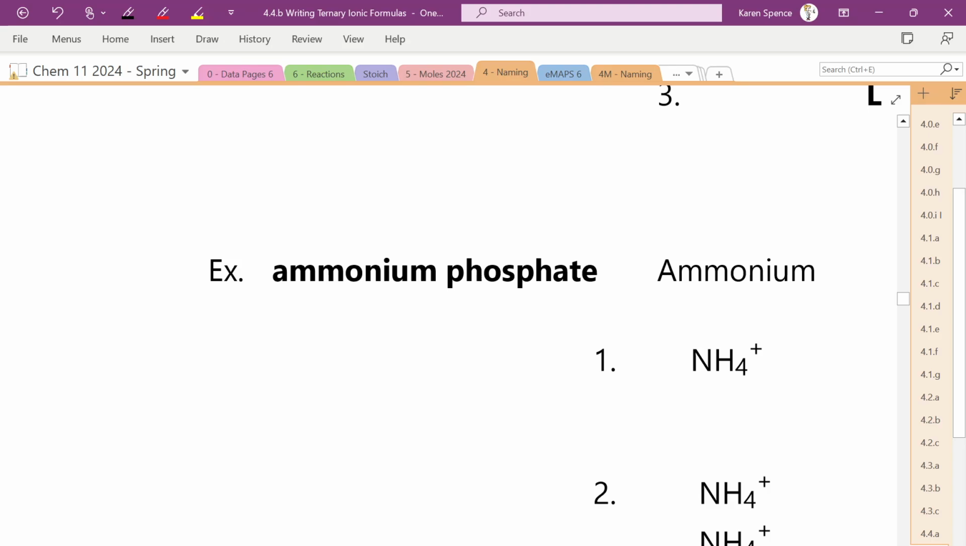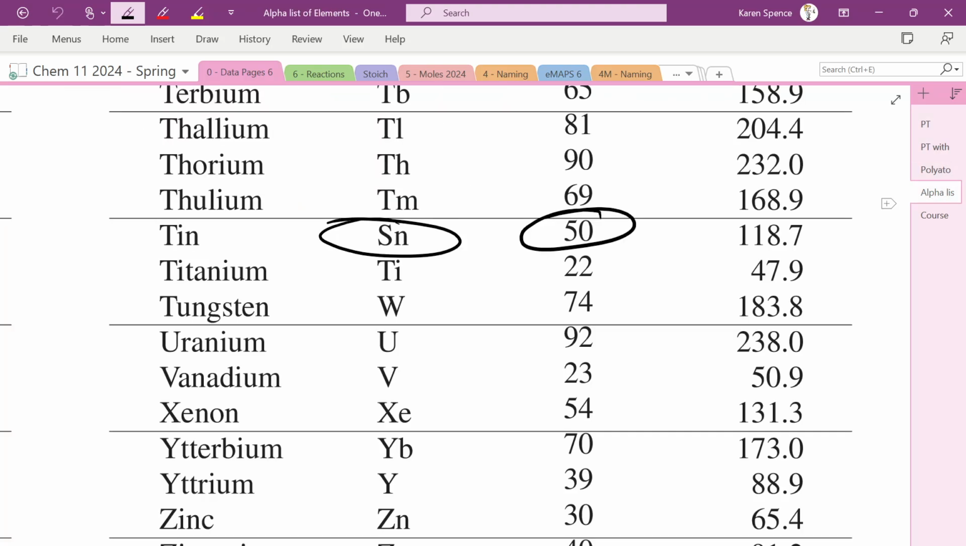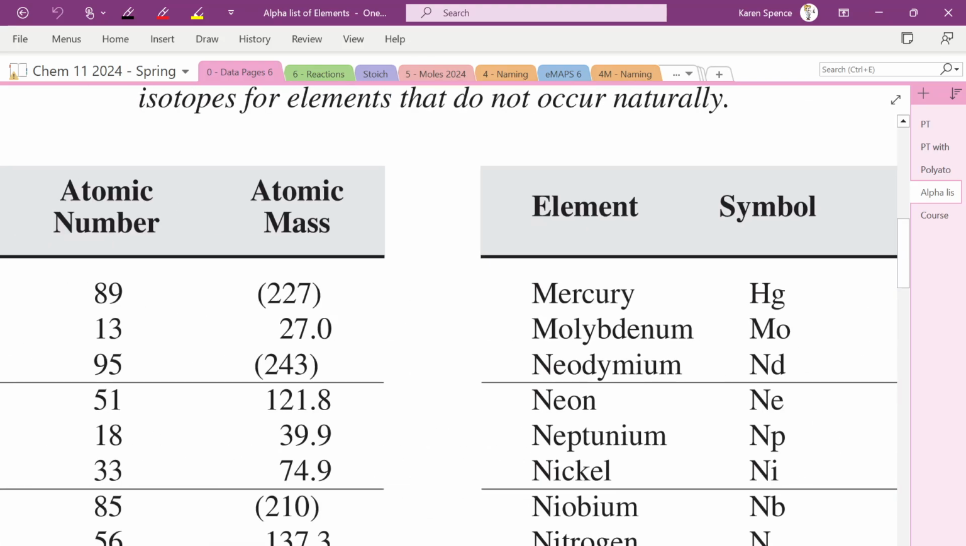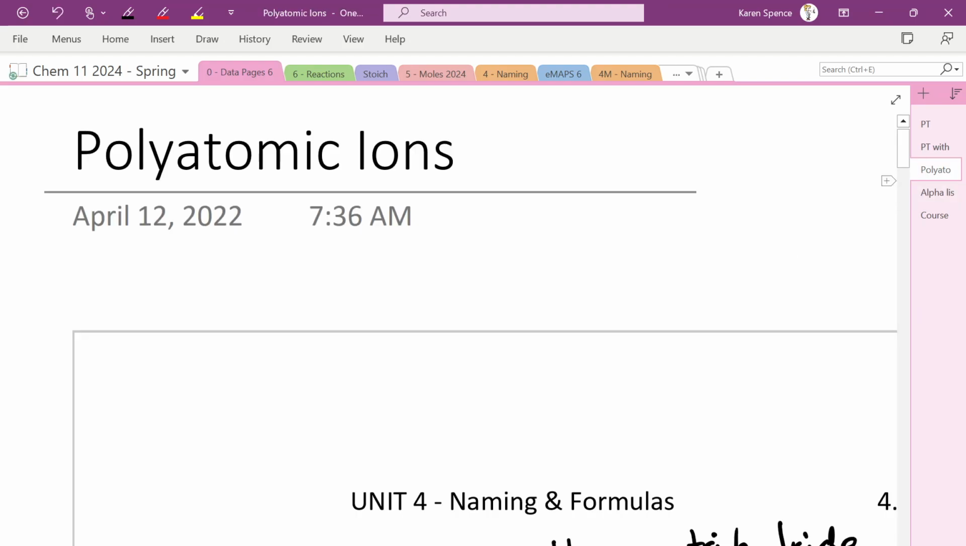Okay, ammonium. You go on your periodic table and try and find ammonium. Ammonium is not on your periodic table. You won't find it there. You can go, come on, data pages, there we are, alpha list. You can go to the A's and you'll be like, oh, there is no ammonium. It's not there, which means it must be on the pink sheet. Okay, so let's go to our pink sheet.